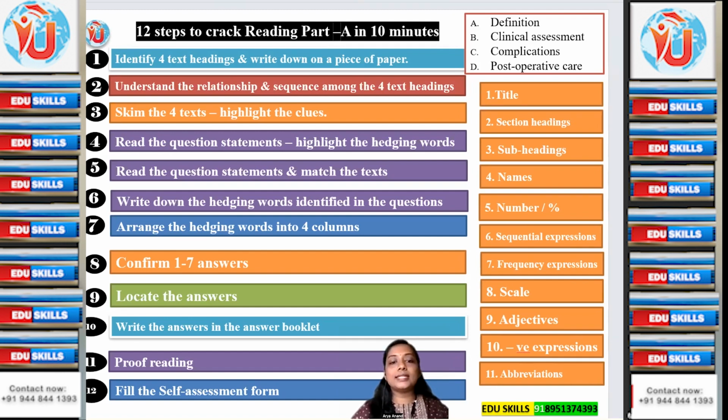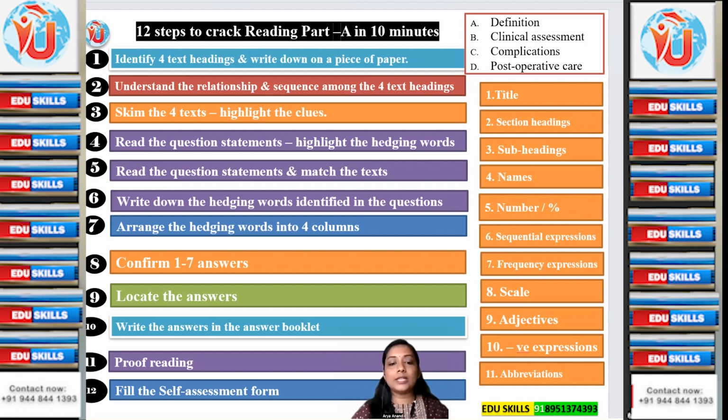Locate the answers, then write the answer in the booklet. When you are writing the answers, please check, and copy and paste carefully in the booklet. Then proofreading. Proofreading is also important. If you make any spelling mistake, you will be penalized and you will not get marks. So be careful when you are writing.